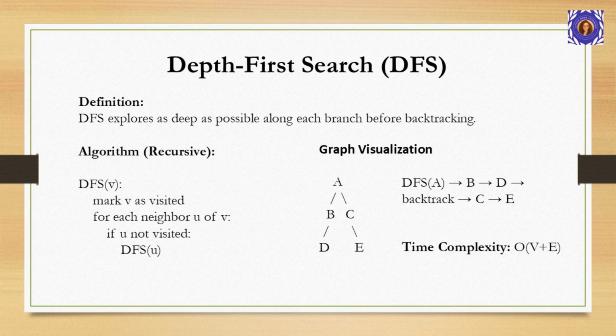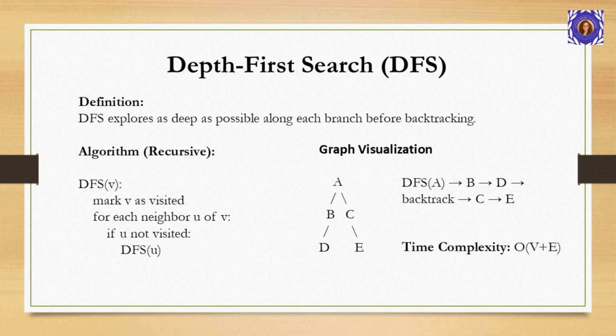Starting DFS from A. Visit A. Mark it visited. Explore A's first neighbor B. From B, explore B's first neighbor D. D has no unvisited neighbors, backtrack to B. From B, explore B's next neighbor E. E has no unvisited neighbors, backtrack to B, then to A. From A, explore A's next neighbor C. C has no unvisited neighbors, algorithm completes. The traversal order is A, B, D, E, C.